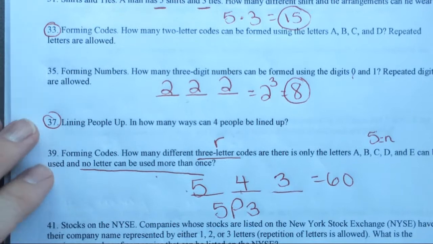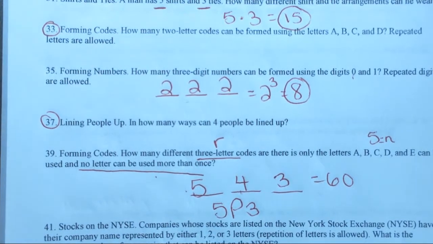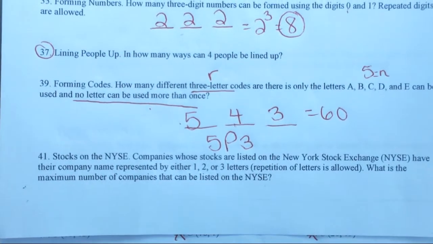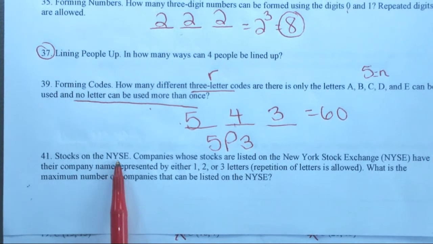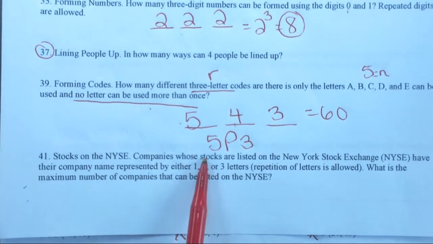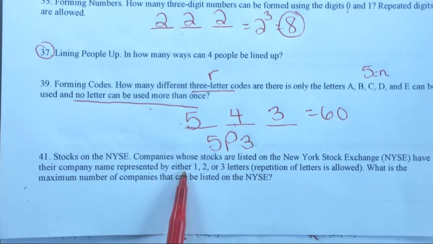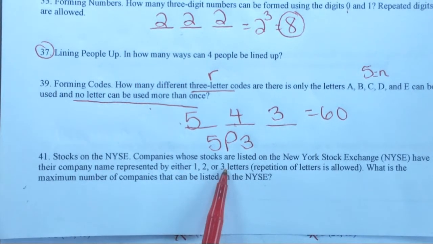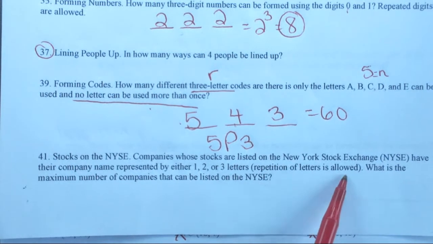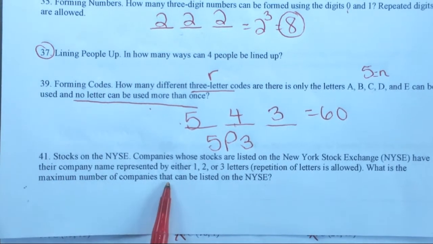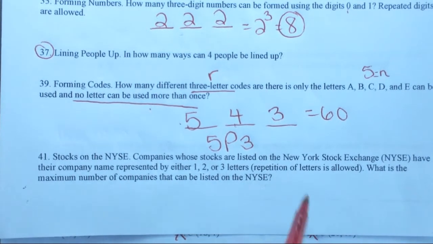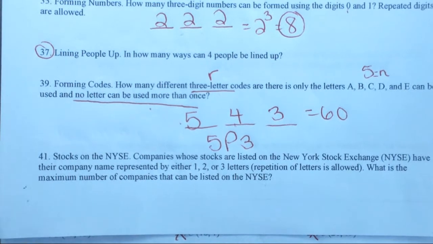All right, so 41 is a little different, so I'm going to do 41 with you. 41 says, stocks on the New York Stock Exchange. Companies whose stocks are listed on the New York stock have their company names represented by either 1, 2, or 3 letters. Repetition of letters is allowed. What is the maximum number of companies that can be listed on the New York Stock Exchange? So you have to do these one at a time.